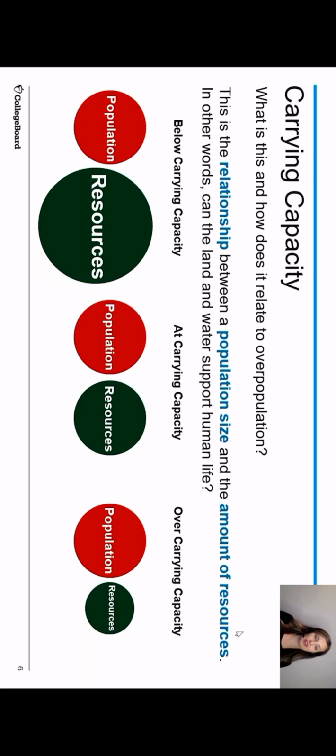In the first scenario here, there are more than enough resources for the population. So it would be below carrying capacity, and we would consider this a sustainable lifestyle. The second is where the population is matched to the resources. There's just enough resources for that population. If the population grows, or if there aren't enough resources, it would spill over into that third category of being over carrying capacity. In this case, it is not a sustainable way to live. There are too many people for the resources available there.